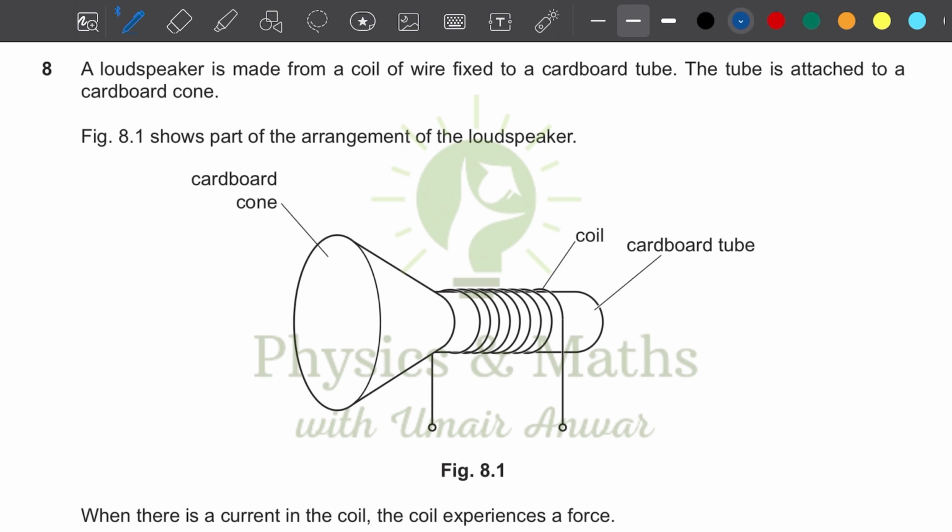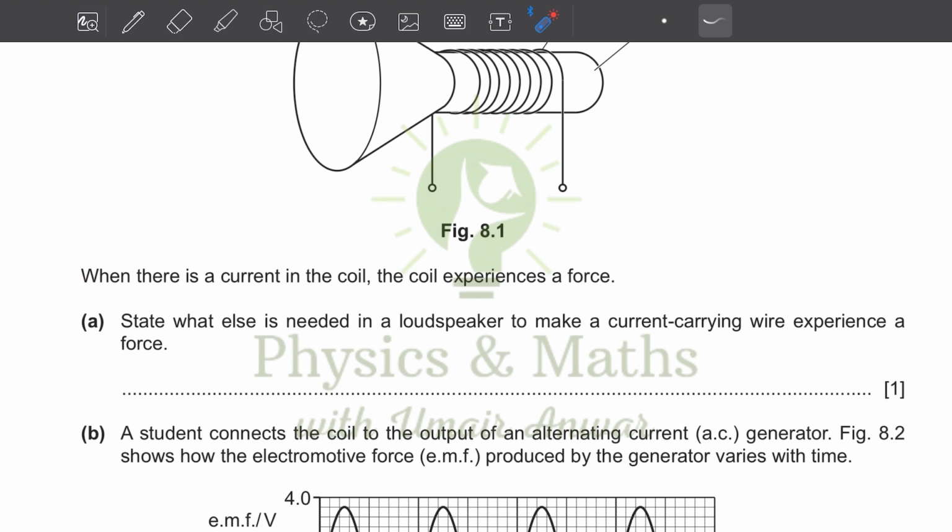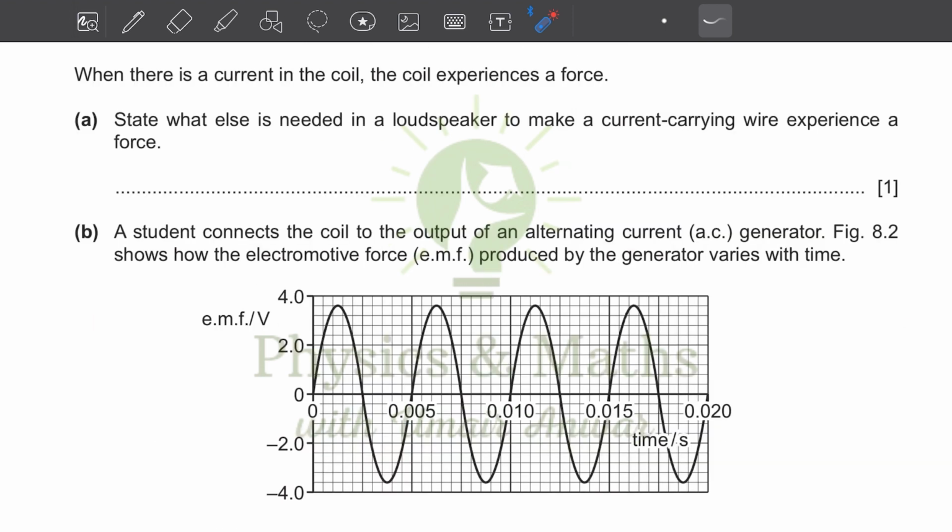Welcome to this tutorial. I'm solving question number 8 of paper 2-1 October-November exam series of 2021. The question says a loudspeaker is made from a coil of wire fixed to a cardboard tube. The tube is attached to a cardboard cone. Figure 8.1 shows parts of the arrangement of the loudspeaker. When there is a current, the coil experiences a force. State what else is needed in a loudspeaker to make a current carrying wire experience a force.